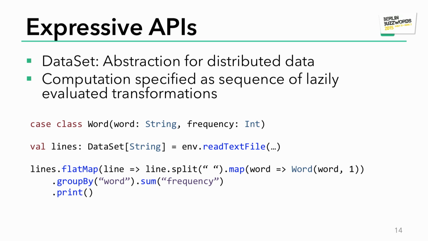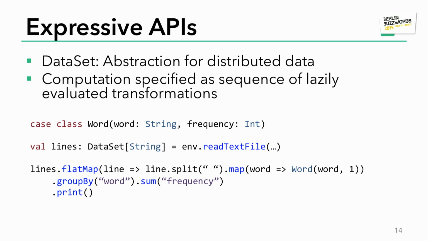Then we have to read in our data, which is done in the second line. The text is represented as a data set of strings, whereas each element of the data set is one line of the text. So in order to calculate how often a word appears in this text, we first have to split each line into its words. And this is done by the first line with this flatMap operation, where you take a line, then call split on it, and wrap it in a Word instance of this case class.